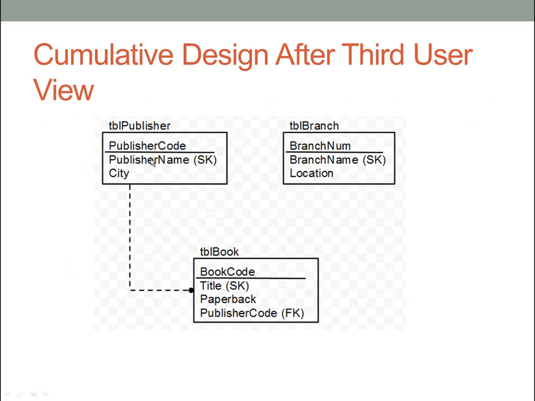So now I have a relationship here between the publisher and this new book table. Remember, the relationship is represented by dashed lines. The circle on the end represents which end of that dash is the many.